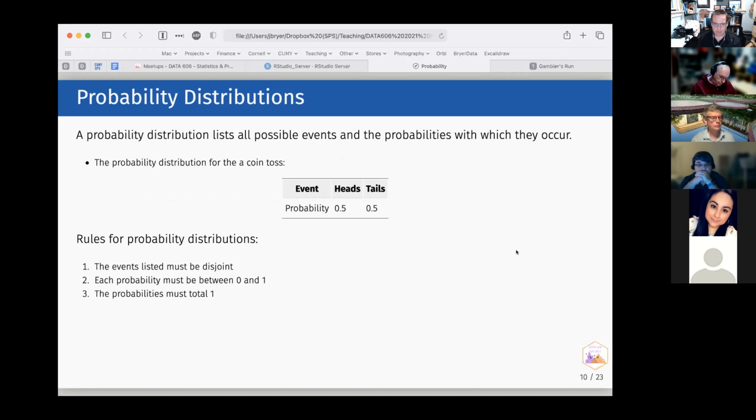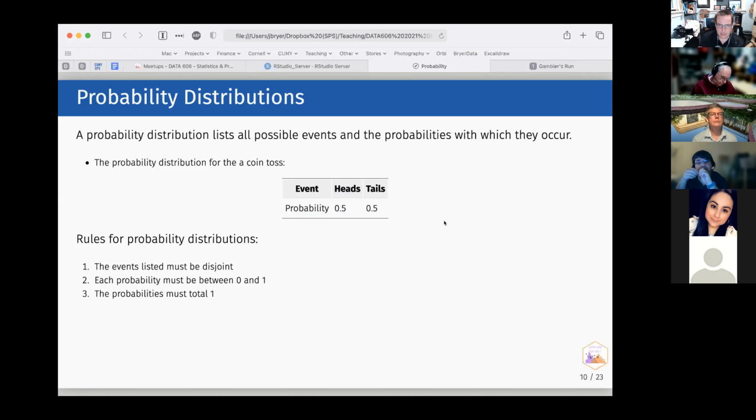So when we talk about a probability distribution, we're really just talking about a list of all of the possible outcomes that could occur. For a discrete outcome, like a coin toss, it's pretty easy to list this out. So what's the event? The coin toss. We either get heads or tails, and heads is 50% likely, tails is 50%, right?